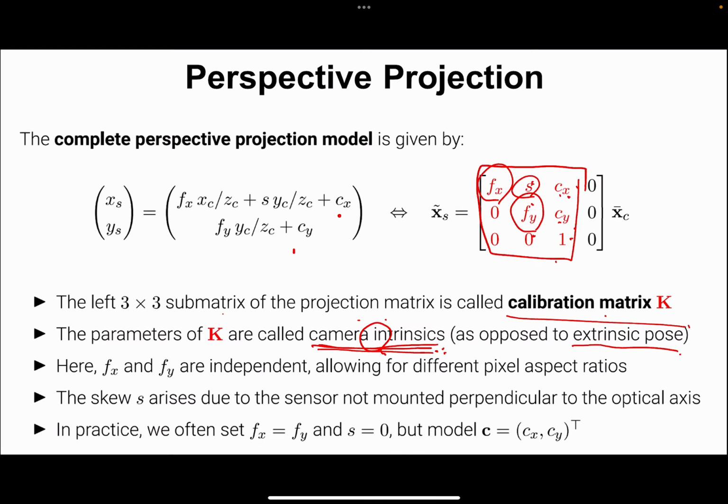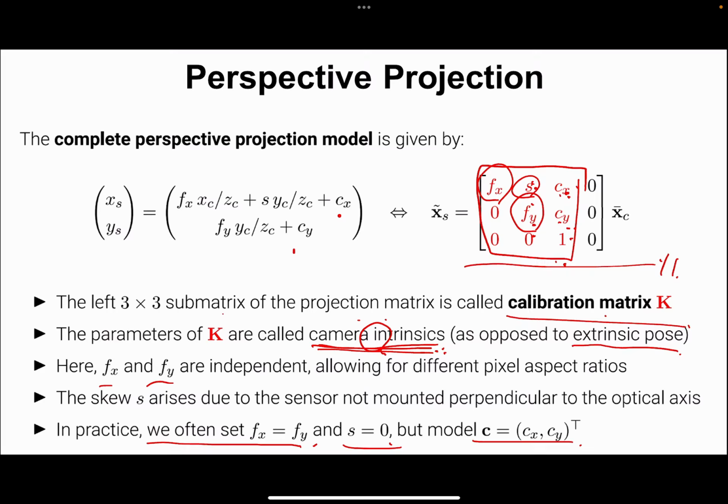So this is a very generalized form, with fx, fy, cx, cy. Here fx and fy are independent only for different pixel aspect ratio. But usually, in real world, fx and fy are the same. Scale is equal to 0. C is just the center of image. This is really the generalized form of camera intrinsic matrix or calibration matrix.